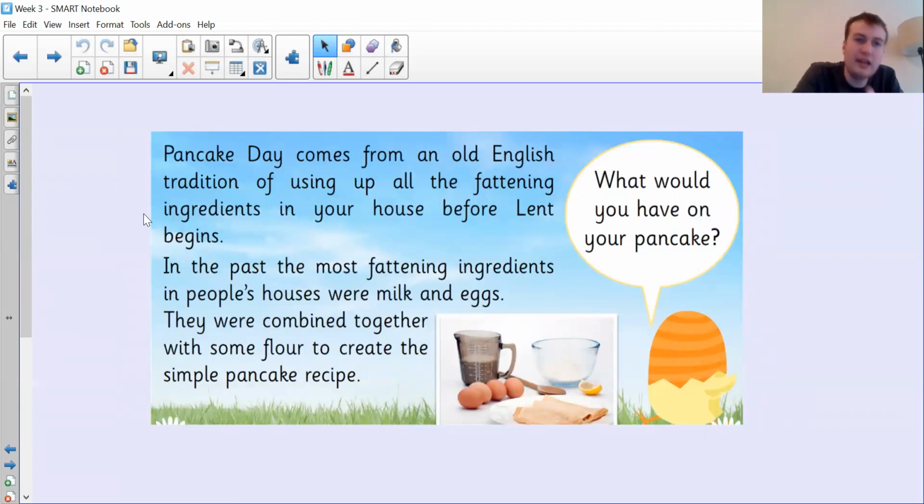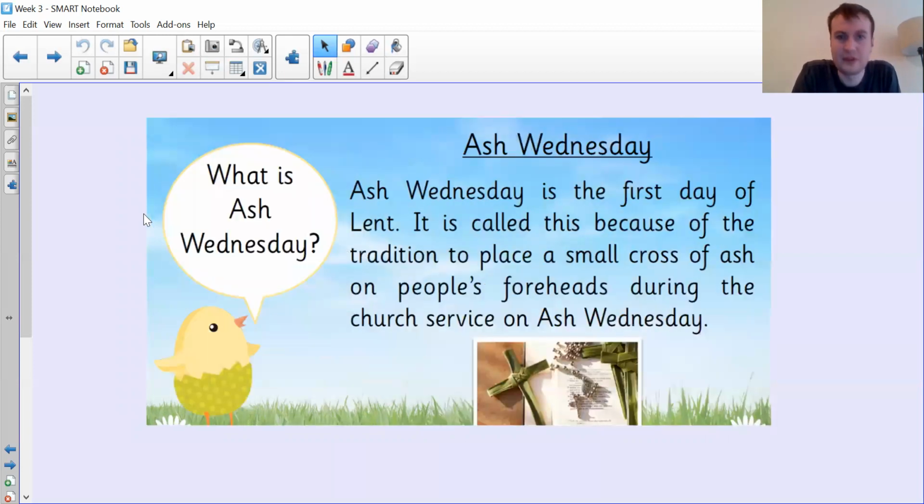Pancake Day comes from an old English tradition of using up all the fattening ingredients in your house before Lent begins. In the past, the most fattening ingredients in people's houses were milk and eggs, because at that point they didn't have Haribo or Dairy Milk. So this is what was fattening for them. And they were combined together with some flour, and that created that pancake recipe. So it's a very old tradition.